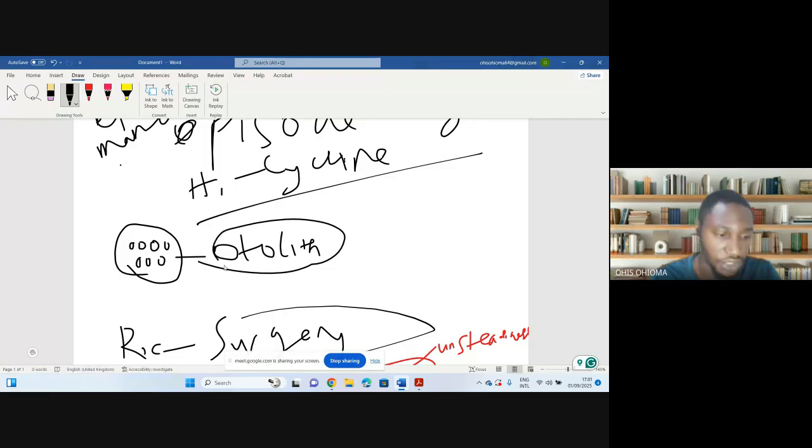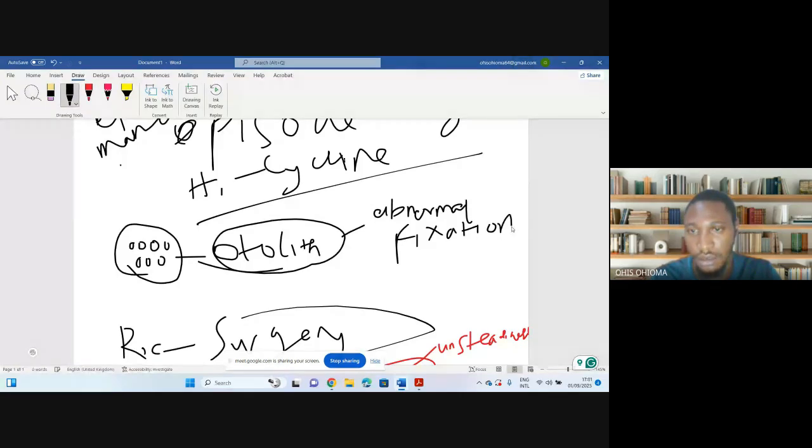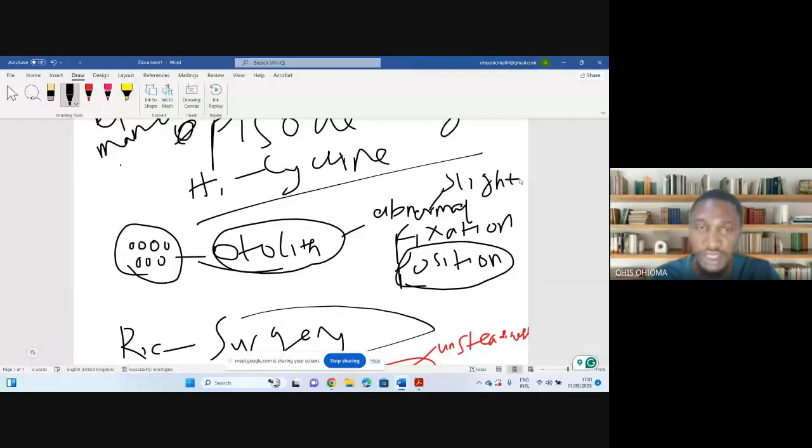So what happens basically is that these otoliths tend to have abnormal positioning or fixation in the semicircular canal, right? And so these patients tend to be at risk of having vertigo because of the positions of these otoliths. When they have a slight change in head movement, they come down with this episodic vertigo, basically, right? So abnormal fixation of the otoliths in the semicircular canal causes the BPPV.